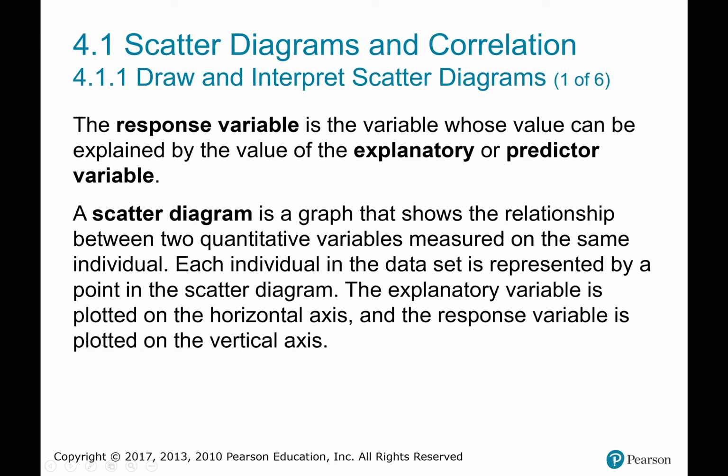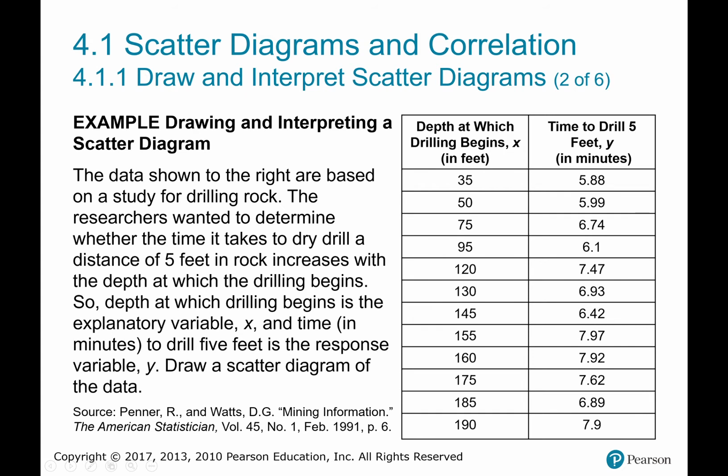The response variable is a variable whose value can be explained by the value of the explanatory or predictor variable. A scatter diagram is the graph that shows the relationship between two quantitative values measured on the same individual. Each individual in the dataset is represented by a point in the scatter diagram. The explanatory variable is plotted on the horizontal axis, and the response variable is plotted on the vertical axis, the y-axis. Drawing and interpreting a scatter diagram.